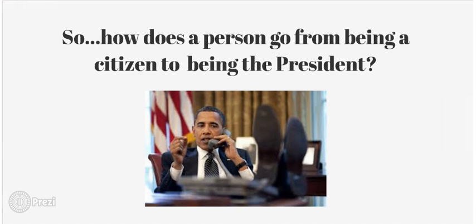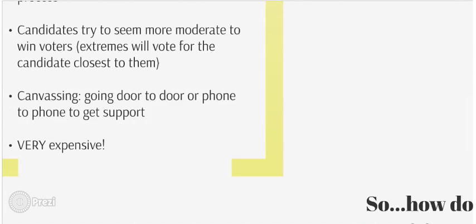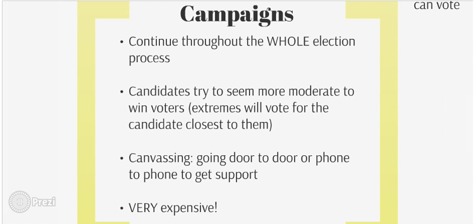So, how do you go from being a citizen all the way to being the president in the White House? There's 4 basic steps to this, and the first one is the campaign. Now, the campaign process continues throughout the entire election process. You can't just campaign 1 or 2 days and quit. So, this is done to bring money and awareness to candidates.